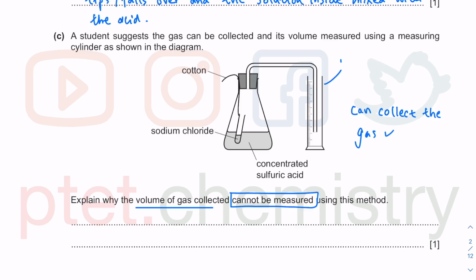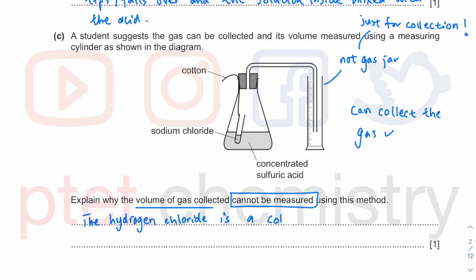So you will see that this one is not a gas jar, because a gas jar is just for collection. Just for collection, you can use a gas jar. But if you want to measure how much there is, you will need something like a measuring cylinder. But the thing is, a measuring cylinder has got lines. However, your gas is colorless. So hydrogen chloride is a colorless gas.